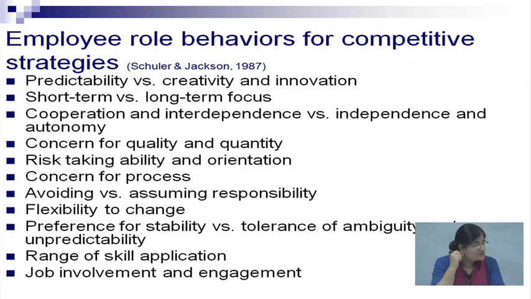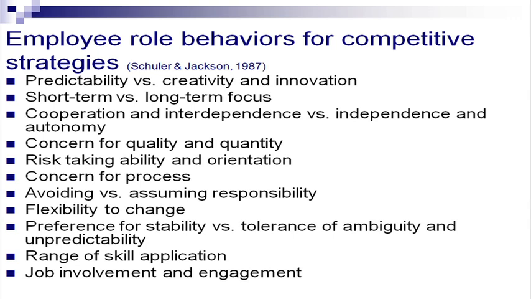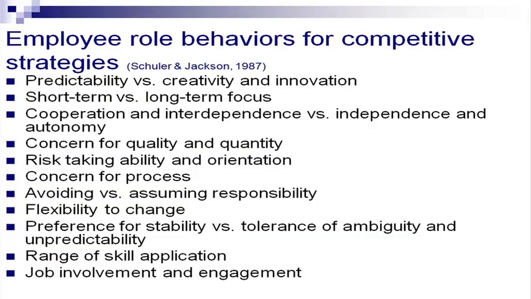Some employee role behaviors for competitive strategies are predictability versus creativity and innovation. We need people who are very predictable, who are used to predictable inputs, and we also need people who are creative and innovative. So the range is discussed here, and this is based on a seminal paper by Schuler and Jackson. Short term versus long term focus: how do people plan for their work? Cooperation and interdependence versus independence and autonomy. Some people are more cooperative, more team oriented. Some people are more autonomous, more independent in their thought and action.